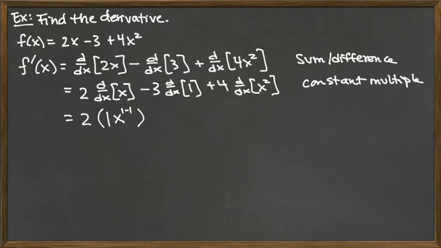Okay? So moving on to the next term, we've got the constant multiple 3 times the derivative of 1. Derivative of 1 is 0. That was our starting place. And then the last term, we've got 4 times the derivative of x squared. And again, this would be a power rule. So we bring down the power 2, and then the power 2 that's sitting there, we subtract 1 from it. And so what we've used here in this step is the power rule.